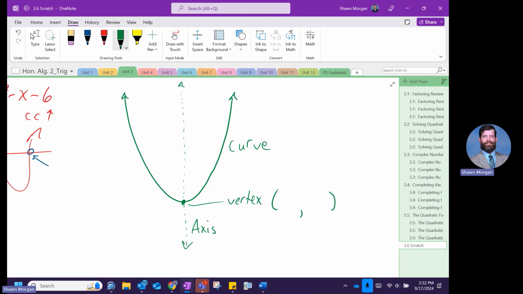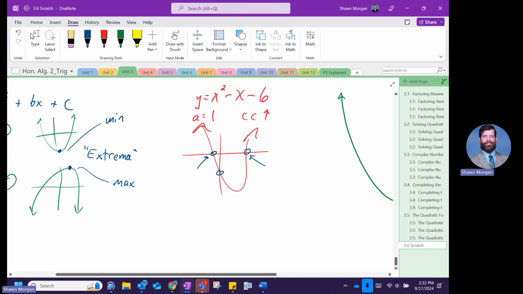Got any ideas? On the intercepts. Oh, very nice. You could find the x-intercepts and split the difference between the two of them. That's a very valid way of doing it, right? Like you find half of that distance, and then there you go. And that's the x coordinate of the vertex. And then how would you go about finding the y coordinate of the vertex?